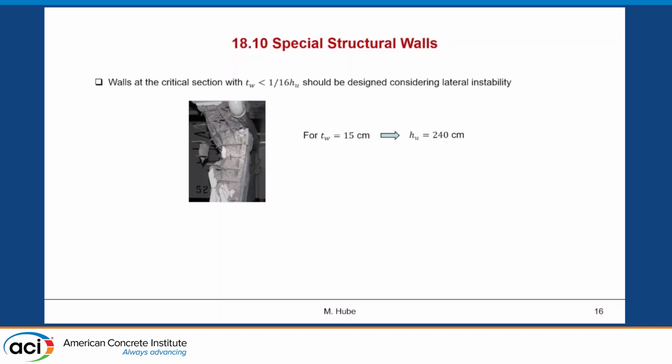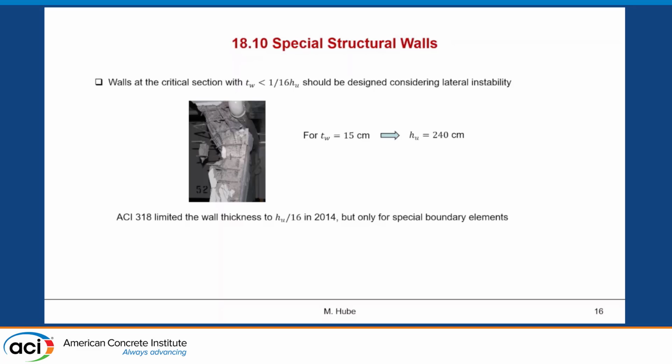So if the thickness of the wall is less than 1/16 of the clear height, then the lateral instability should be considered. Since there are no guidelines on how to incorporate that, probably engineers will not do thin walls. If you have a clear height of 240, that means 15 centimeters. In 2010, we saw 15 centimeter walls that had some damage, so that's difficult to get.